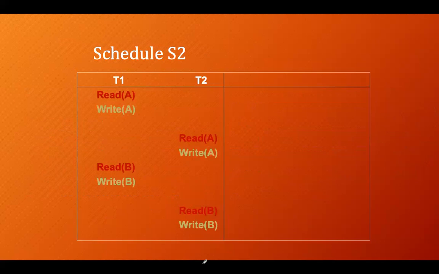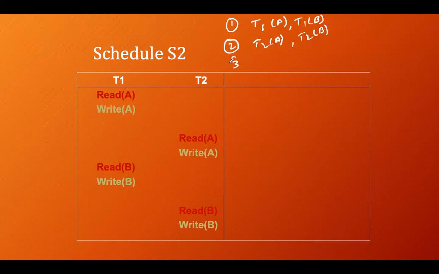If you see the schedule, this is the schedule. So we have three views. First view: who is reading the data item A? So T1 is reading the data item A initially, and who is reading the data item B initially? So T1 is reading data item B initially. Second view, who is reading after write? T2 is reading. After write, who is reading? T2 is reading.